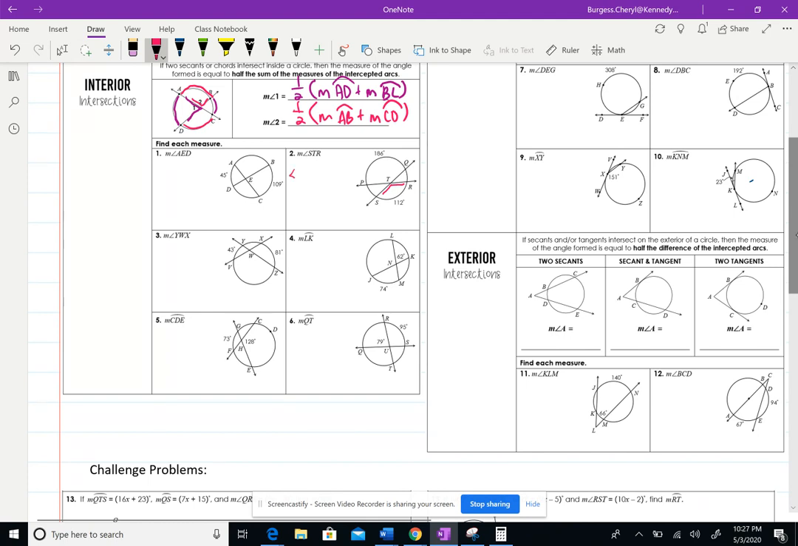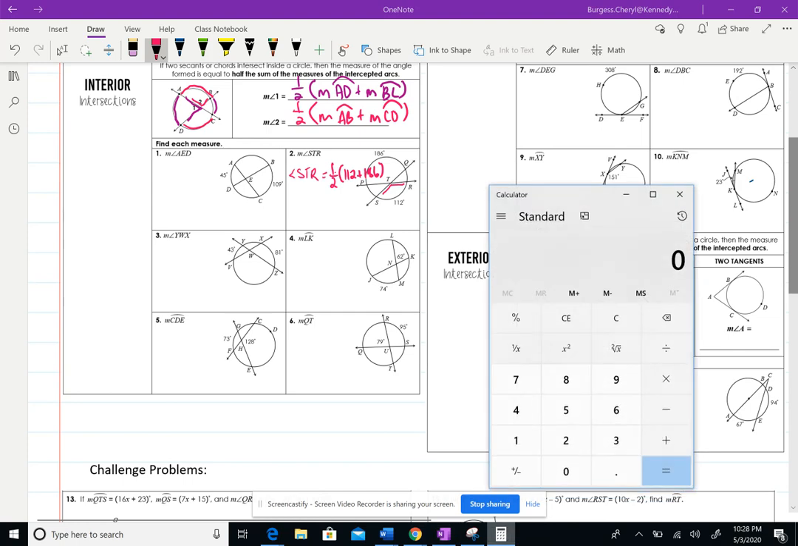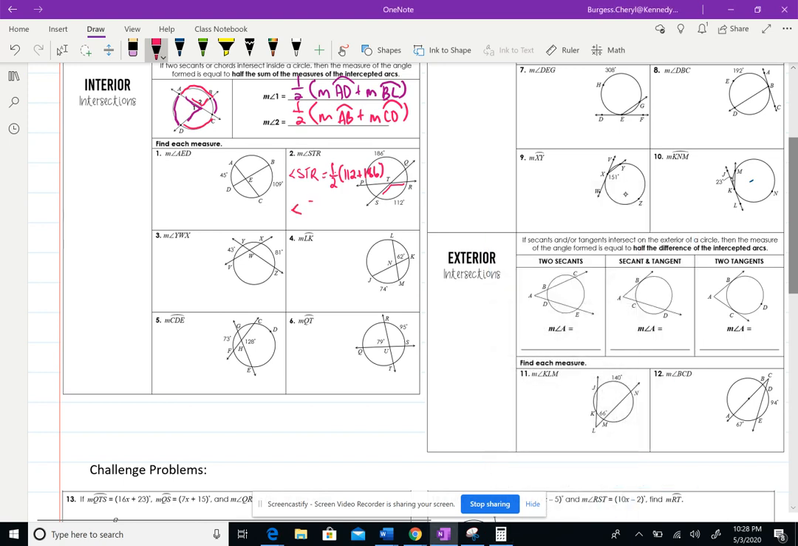Our angle STR is equal to 1/2 of the sum of 112 plus 186. So we're going to do 112 plus 186 multiplied by 1/2 or divided by 2. So angle STR is equal to 149 degrees. Okay. So hopefully that one was pretty simple.